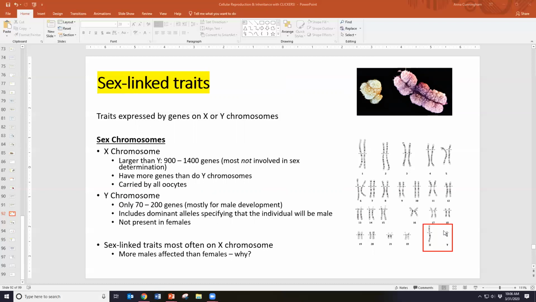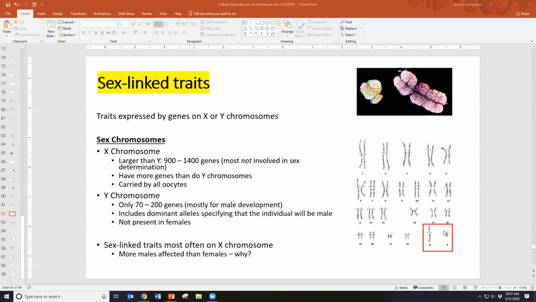Y chromosomes are smaller. They contain fewer genes. Almost all of these contribute to male development, such as the hormone testosterone, which is one of the big pushes for male development. Specifically, the Y chromosome will specify that the organism will be male. So what this means is that females are female because of the absence of the Y chromosome, which is obviously not present in females.